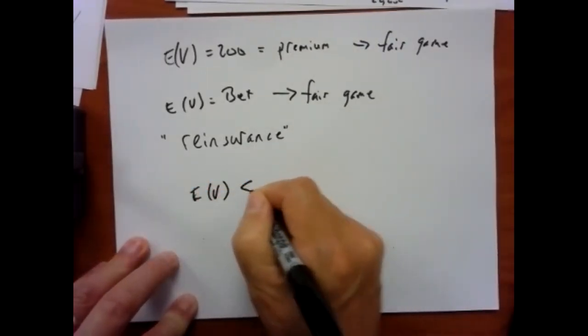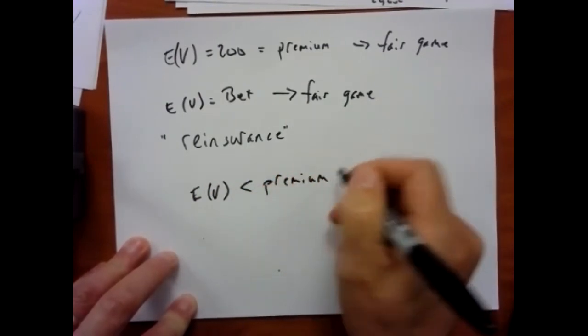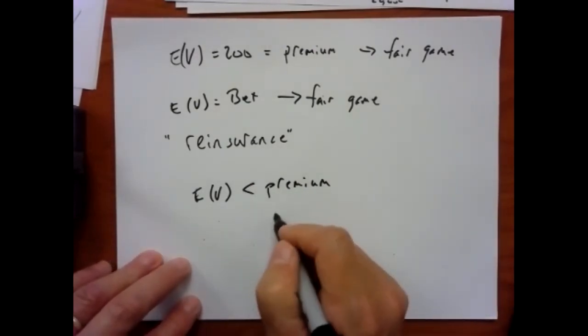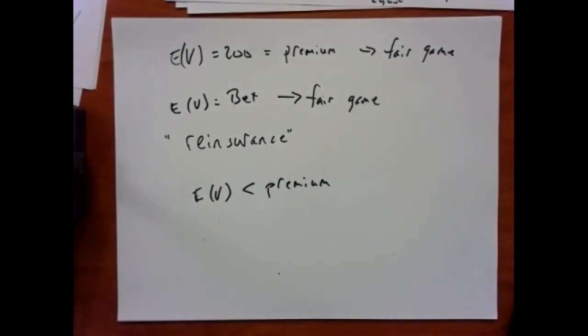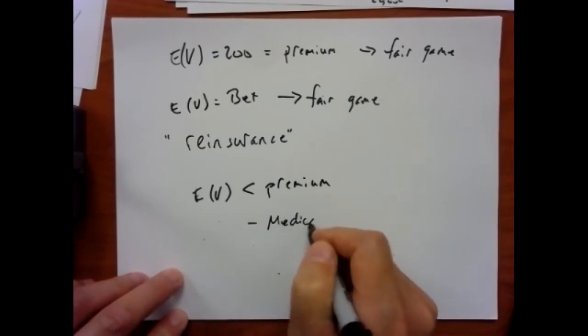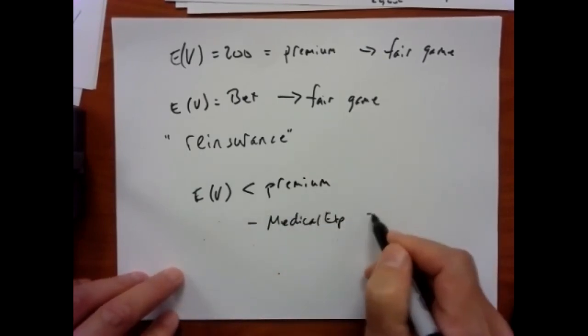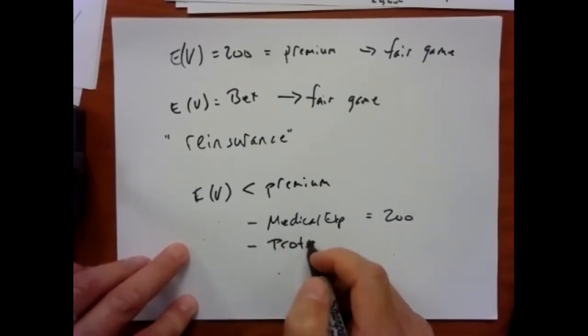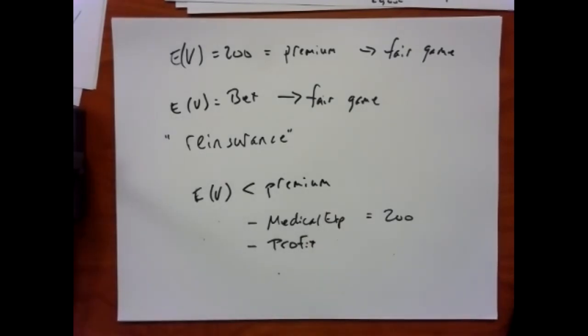Okay, so why are premiums always greater than the expected cost, or the expected value? A couple of reasons. One, in healthcare, you're going to have the expected medical expense, let's say that's equal to 200. You have to have profit, particularly if they are a for-profit entity. The reason they're in the business is to make money. They don't do this because they're nice people. They do it because investors want to make money.